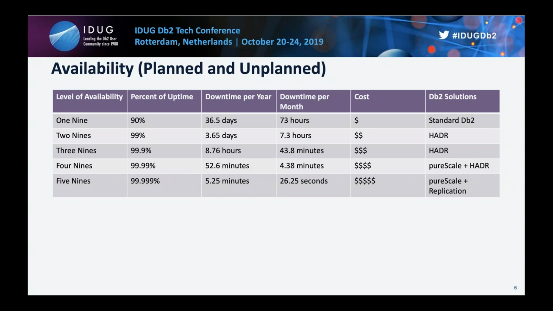Now, when we're thinking about this or other DB2 options, it's good to have an idea of what DB2 solutions there are, depending on your organization's goals. It's very important to have for your organization what your requirements are at the database layer, and to make sure that your company is putting the funding behind those requirements to make sure that you can actually achieve the goals that you need to. So if we want to achieve just 1.9 or 90% uptime, we can absolutely use standard DB2 for that. That's up to 36 days per year of downtime. That sounds like a large number.